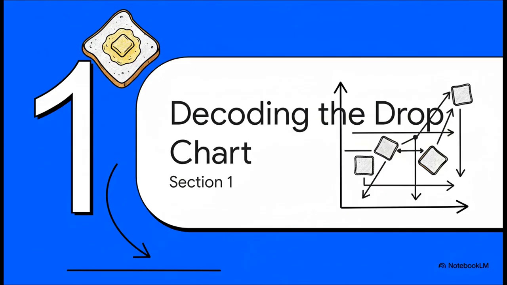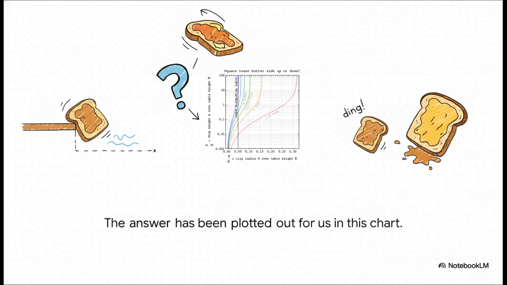Okay, so let's get into it. To unravel this whole mystery, we're going to use this one single, incredibly powerful tool. A chart. A chart that can actually predict how something will fall and land after it tumbles off a table. And here it is. Now, I know, it might look a little complicated at first, but trust me, this chart holds all the answers.